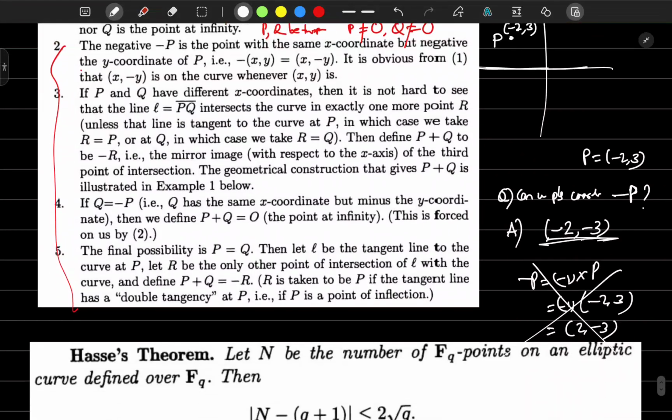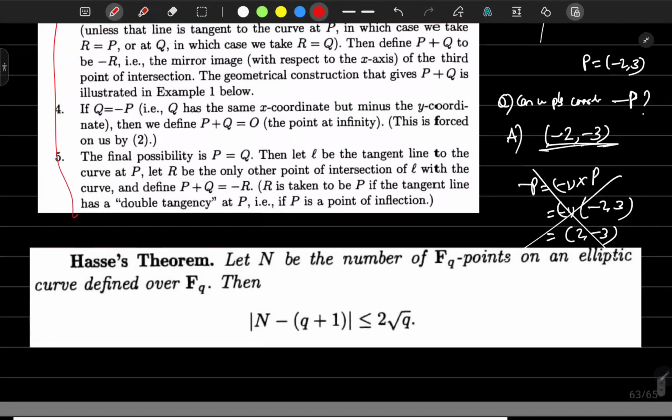Okay, one time listen. So p comma q, whenever p comma q are exactly the same, then it becomes a tangent, and the tangent will intersect at some point, and that point we are doing further.